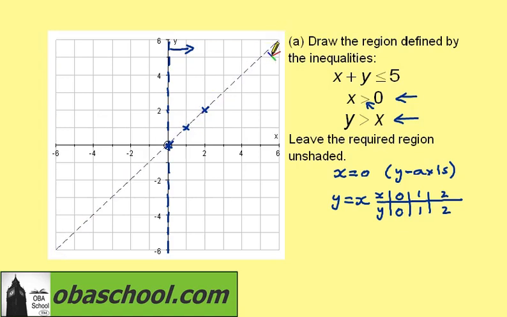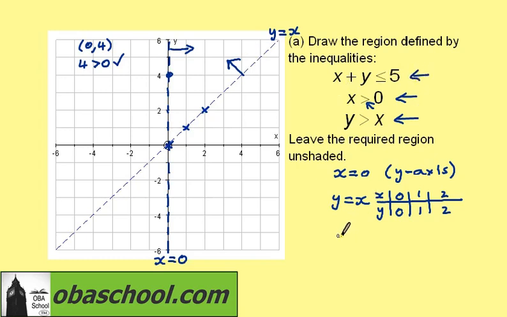This needs to be a dashed line, and don't forget to label it. It's y is greater than x, which is why it's dashed. Let's use a test point to see which side of the line we want. I'm going to use the point 0, 4. 4 is greater than 0, so this point is in the required region, and therefore we need to be above the line y equals x.